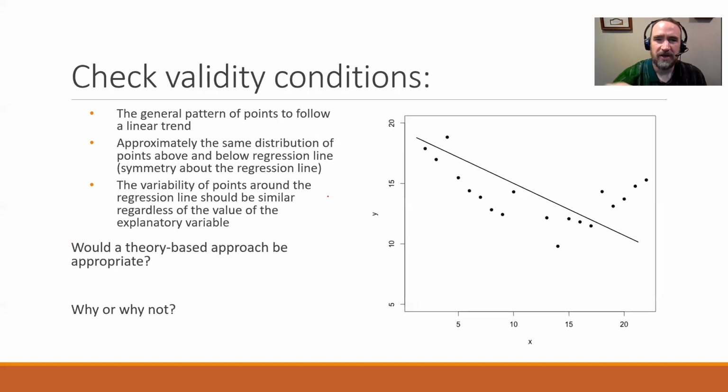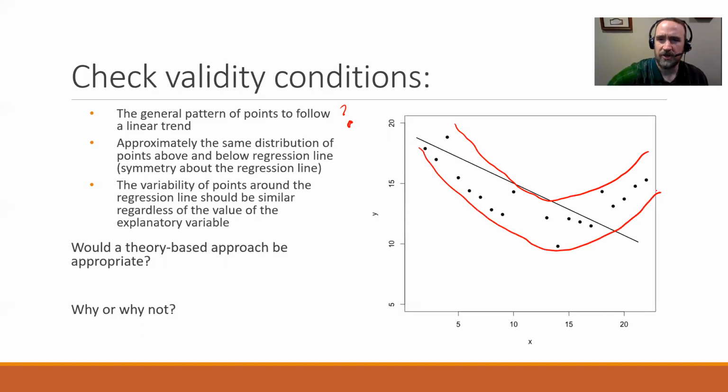Here, we have a couple of problems with this data set. The first one may or may not be met. It looks like it might not be too bad of a linear trend here, but if you look again, it looks like we might have more clearly some kind of curve going on. And so we may not meet that condition.